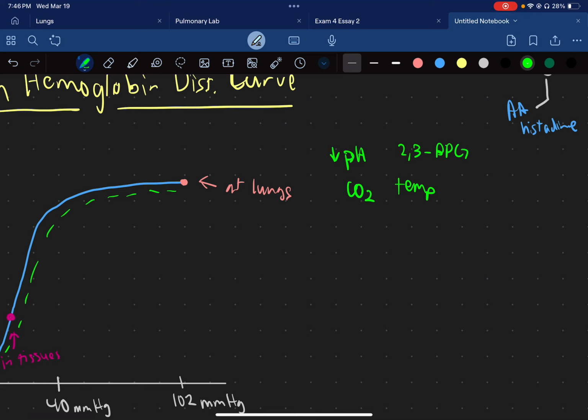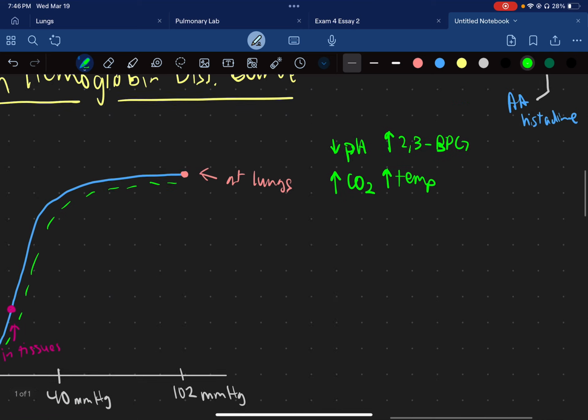So lower pH, higher CO2, higher temp, higher production of 2,3-bisphosphoglycerate, so that our oxygen can be released to those tissues. So that's usually during times of hypoxia or during exercise.